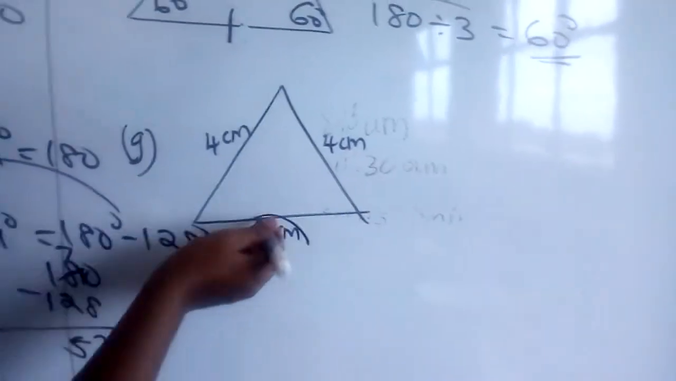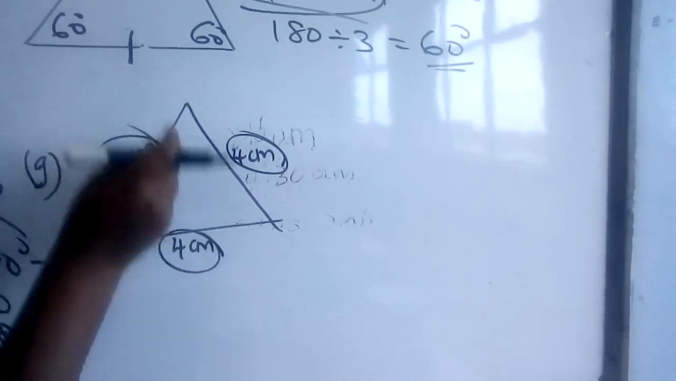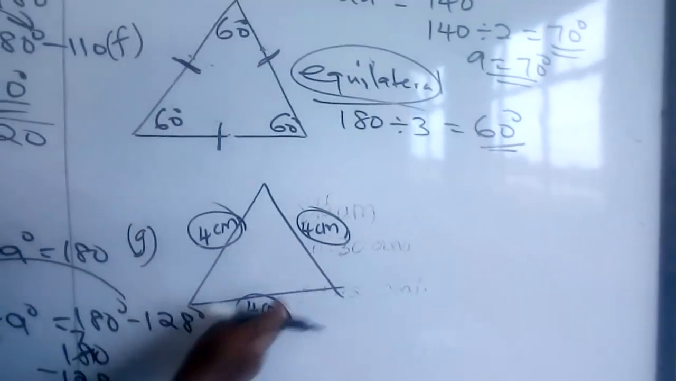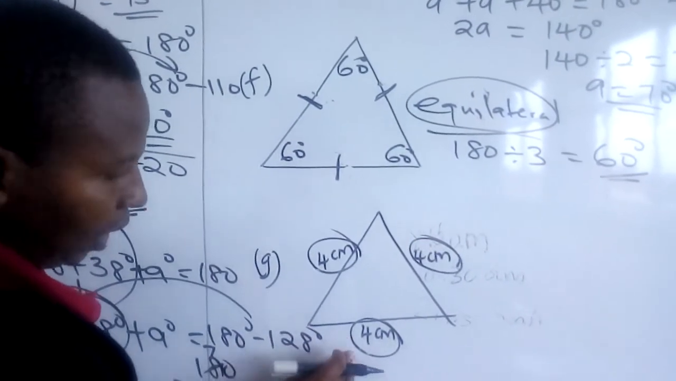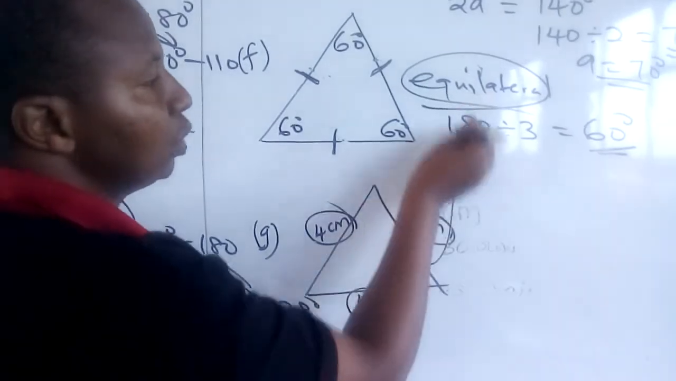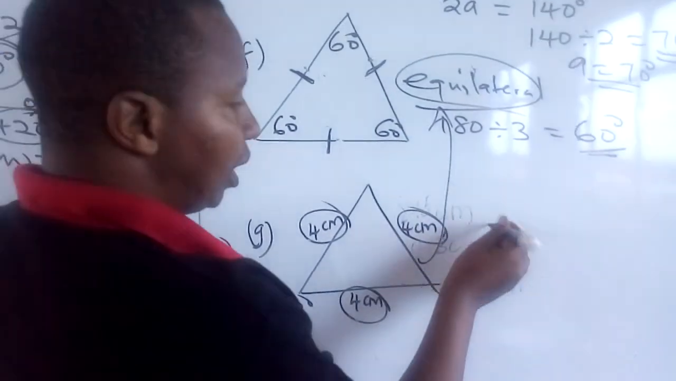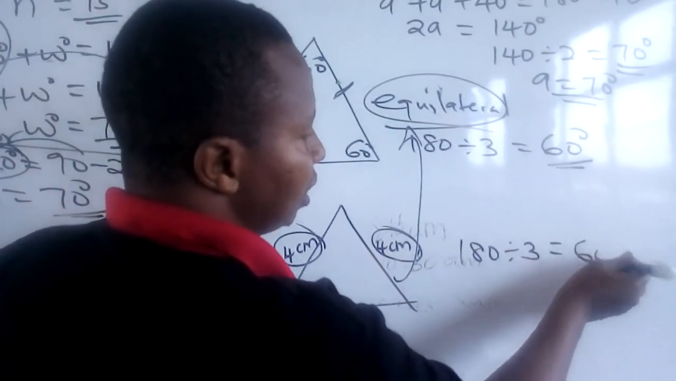The last question, the same one. This is 4 centimeters, 4 centimeters, 4 centimeters. So it means apart from using the signs, they can also write the values, the lengths of the sides. And now, because it is 4 by 4 by 4, it means this is still an equilateral triangle. So the same thing is going to happen. 180 divided by 3, and we have done that, and the answer is 60 degrees.